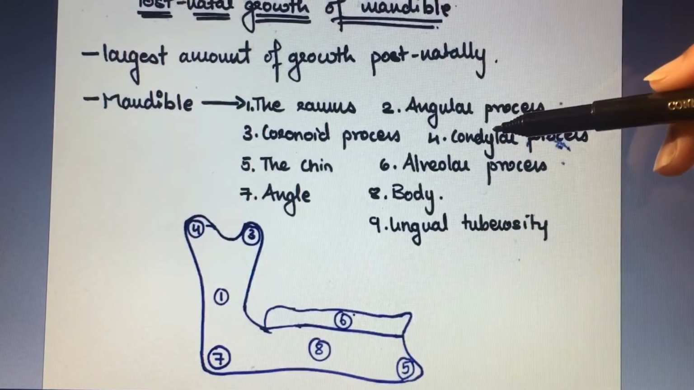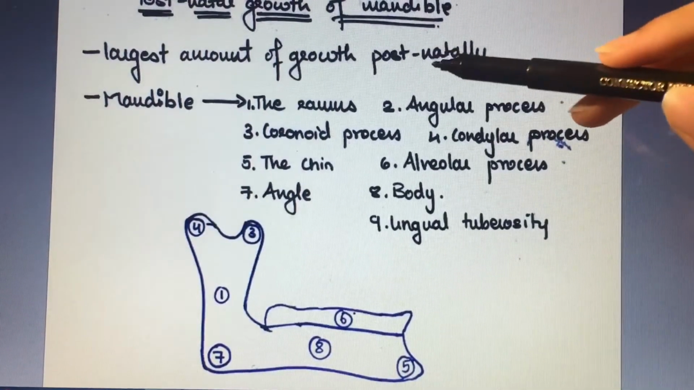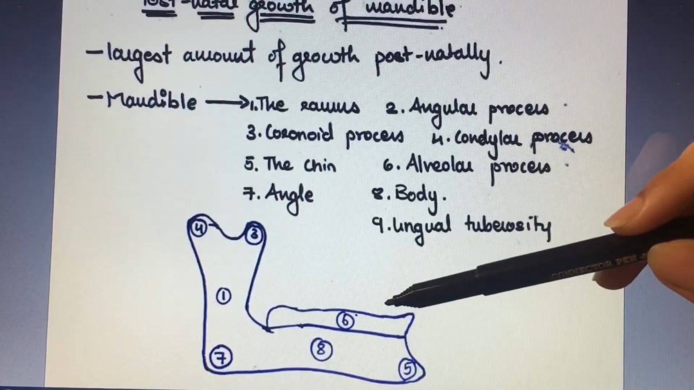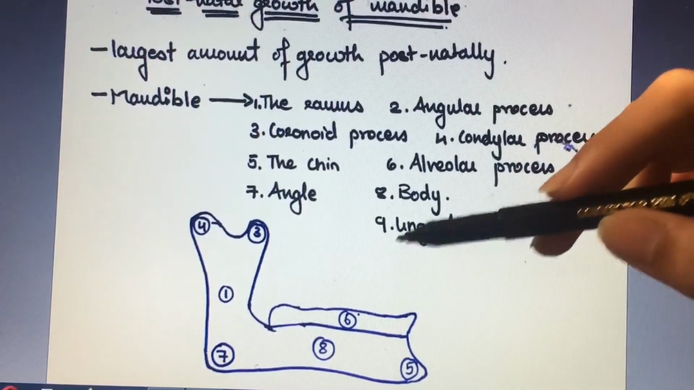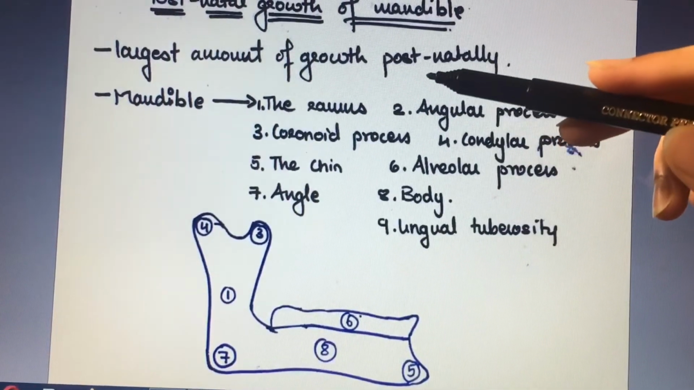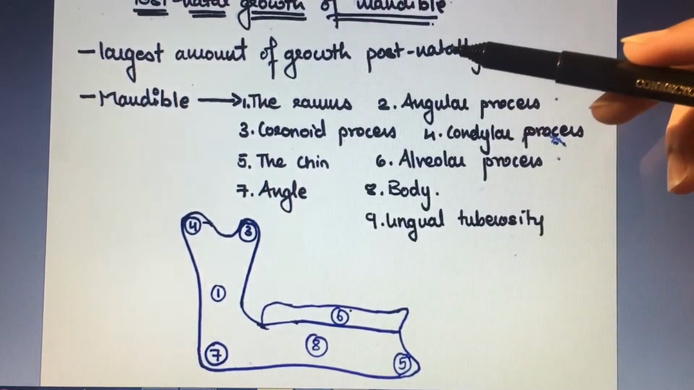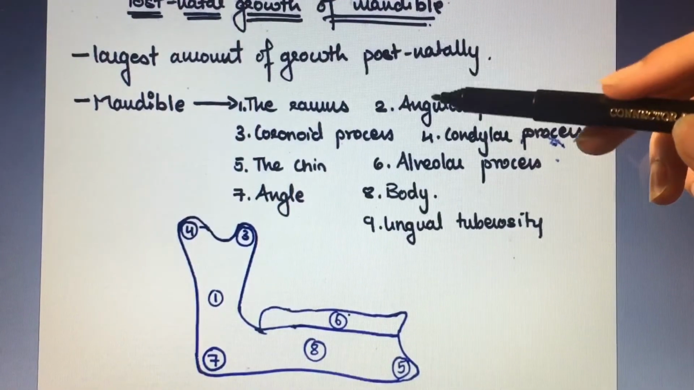Today's video is about the postnatal growth of mandible. So let's start with it. Now, mandible undergoes the largest amount of growth postnatally and it also exhibits a large variability in its morphology. In an adult, the mandible appears as a single bone, but it develops from various skeletal subunits.